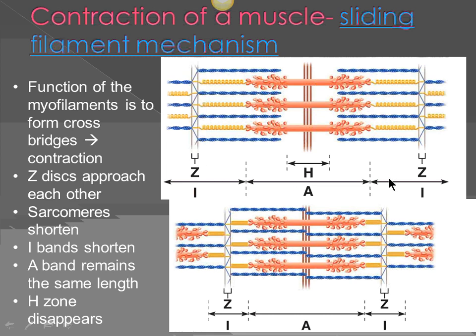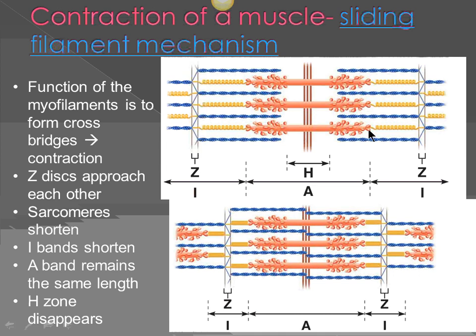When the Z discs approach each other, notice this was the length of the sarcomere. See what happens. The sarcomere shortens. The I bands also shorten. This was the I band, and notice here the I band is also shortened. The A band remains the same length. And this H zone disappears because all the filaments are now completely overlapping each other.